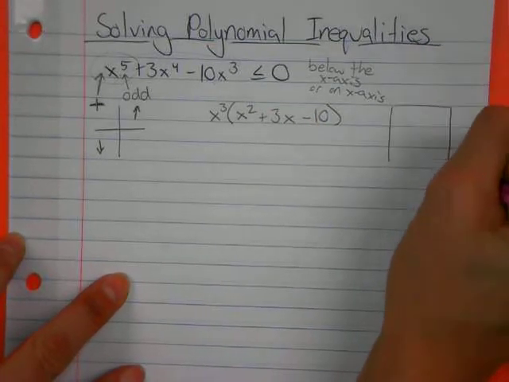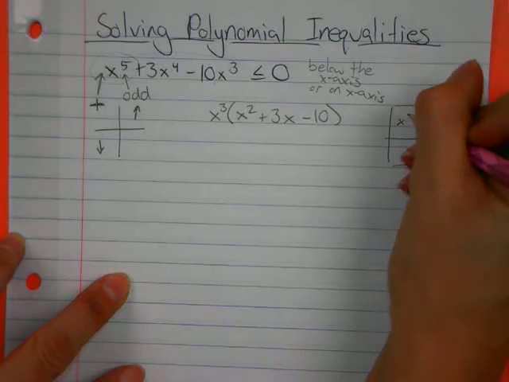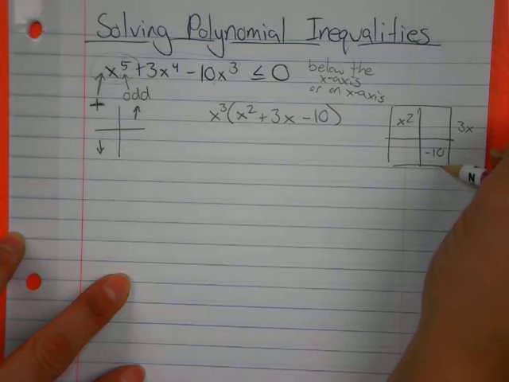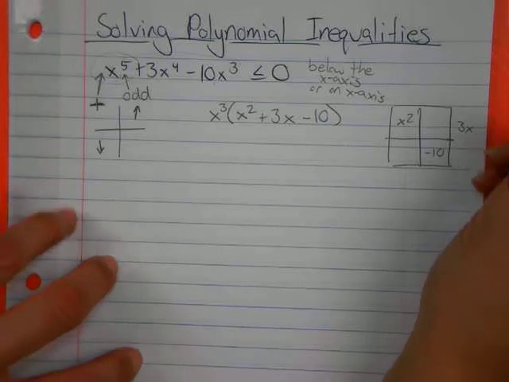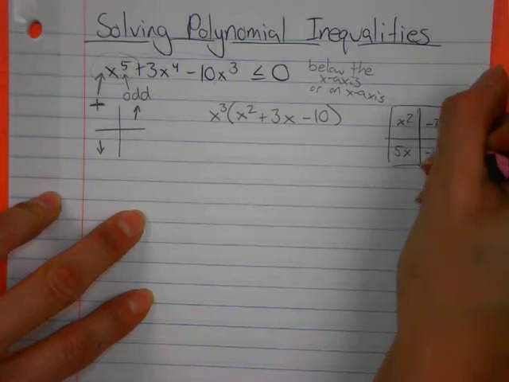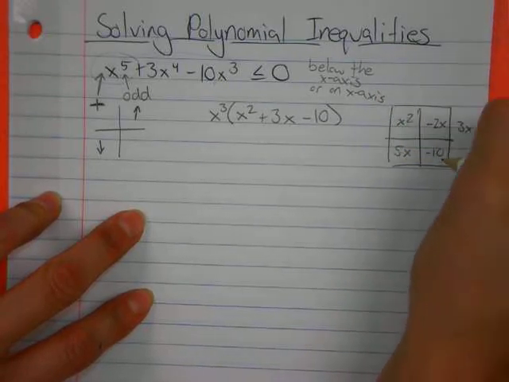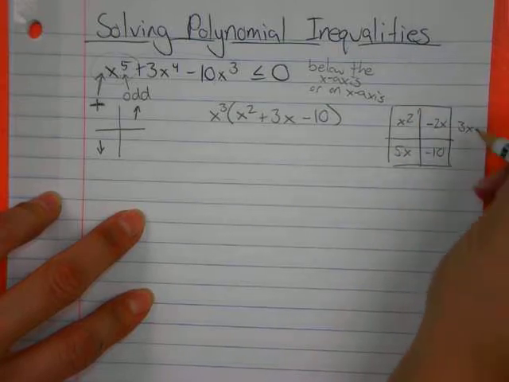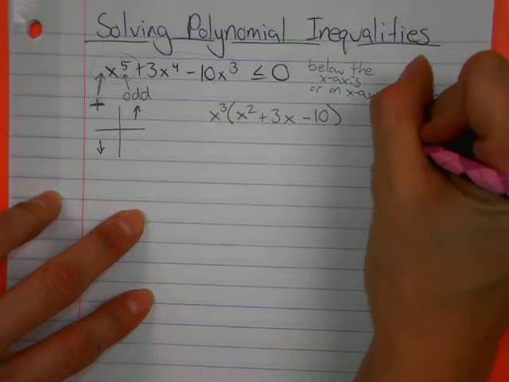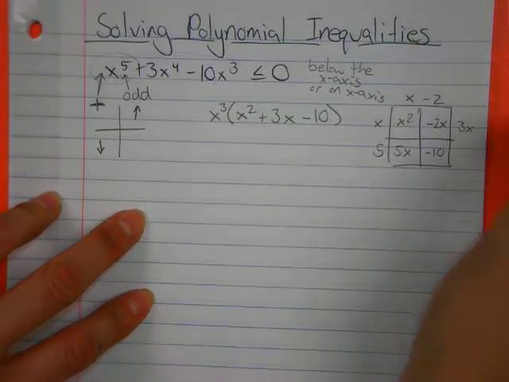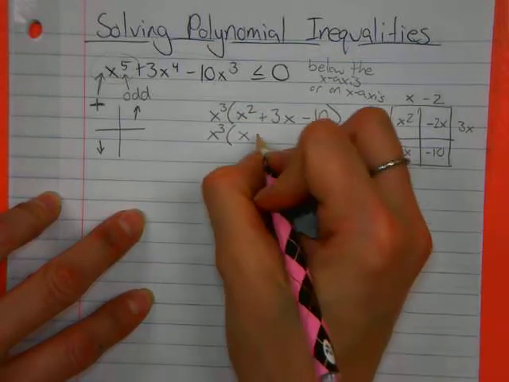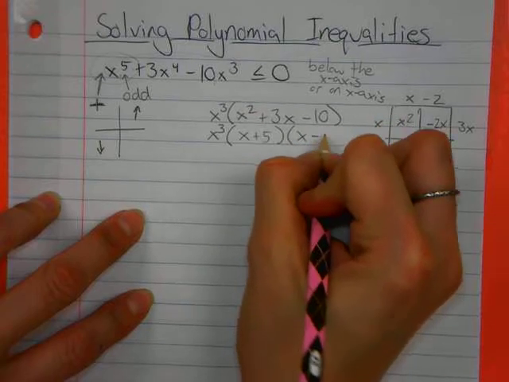Okay. Now if I want to finish factoring, I have a quadratic, which is nice, so I can factor it like we've been doing all year. I want to know two factors of negative 10 that add up to 3, and I believe that positive 5 and negative 2 will work. 5 times negative 2 is negative 10. 5 plus negative 2 is positive 3. Great. So I have x minus 2 on this side and x plus 5 on this side. So my final factored form of this polynomial would be x cubed times x plus 5 times x minus 2.